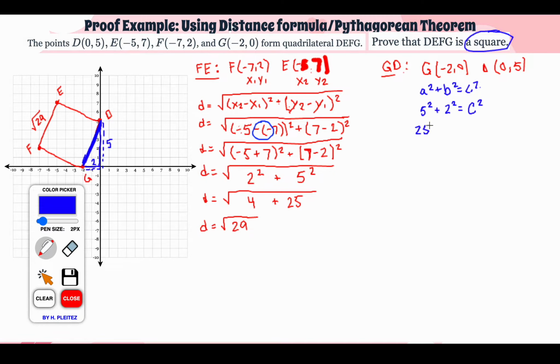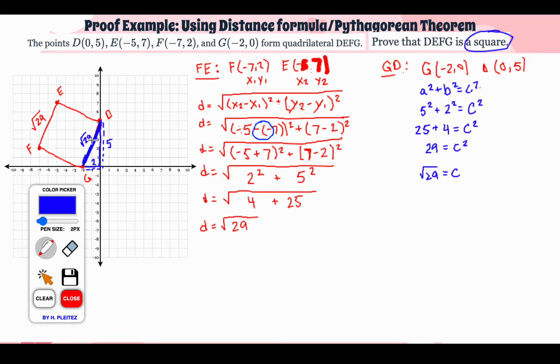So we get 5 squared plus 2 squared equals c squared. That's 25 plus 4 equals c squared, so 29 equals c squared. Then we take the square root of both sides to get c by itself. So we get radical 29 equals c.